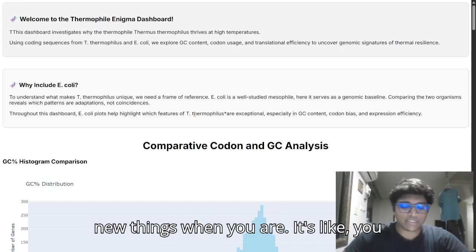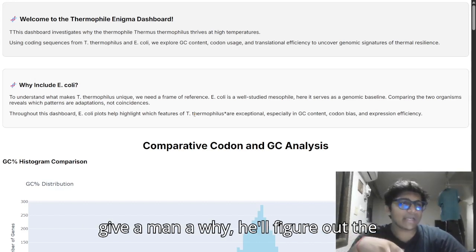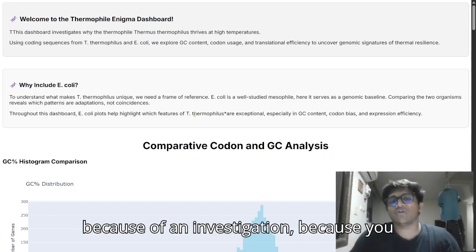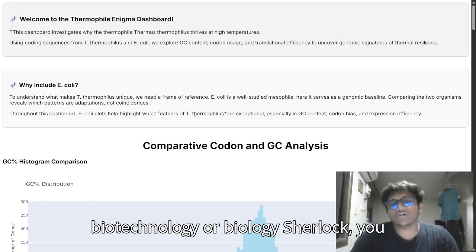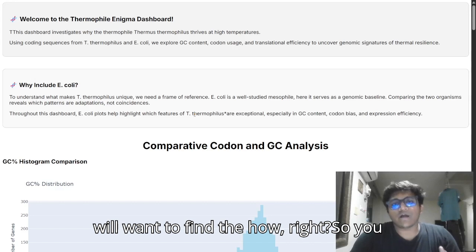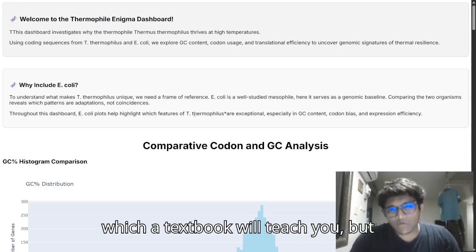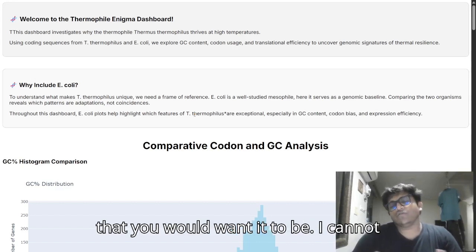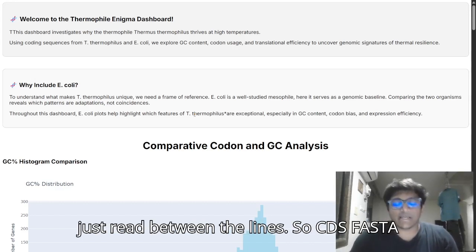You learn new things along the way. I think it was Viktor Frankl in his book, A Man's Search for Meaning: you give a man a why, he'll figure out the how. Because of a quest, because of an investigation, because you are sort of cosplaying as a biotechnology or biology Sherlock, you will want to find the how. You learn a lot of things along the way, which a textbook will teach you, but it will not be relevant in the order that you would want it to be. I cannot explain that statement, but you have to read between the lines.